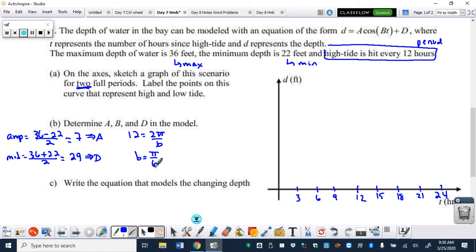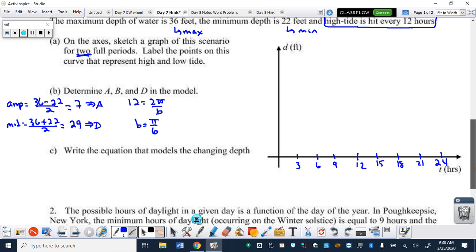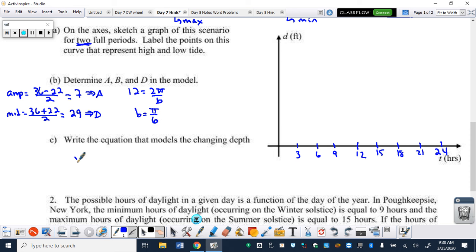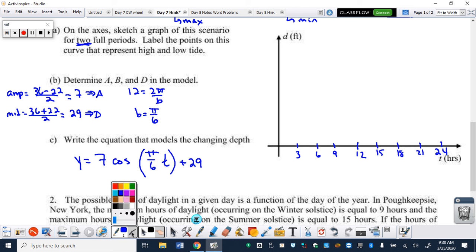All right, and we can label that capital B. It doesn't matter if it's capital B or lowercase b. So the equation of the graph is the following. So y equals, amplitude is 7, cosine, the b value is pi over 6 times t. And then we have a vertical shift of up 29. That's our midline. All right, so our midline is at 29.